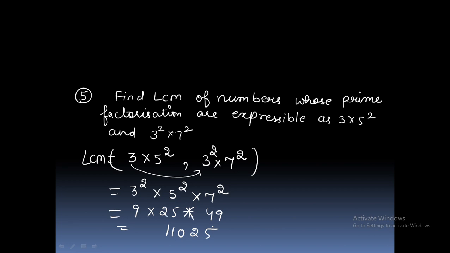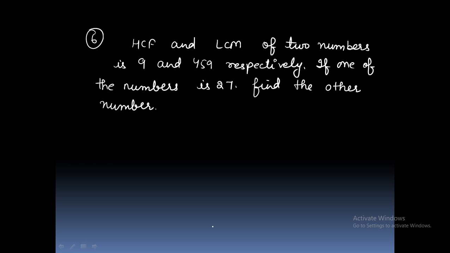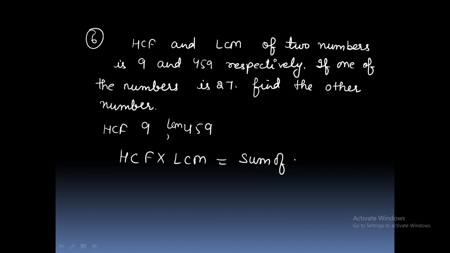Now next question is HCF and LCM of two numbers. The HCF and LCM of two numbers are 9 and 459. If one number is 27, find the other number. We have given this is HCF and this is LCM. The formula used here is HCF multiply LCM is equal to the product of the two numbers.